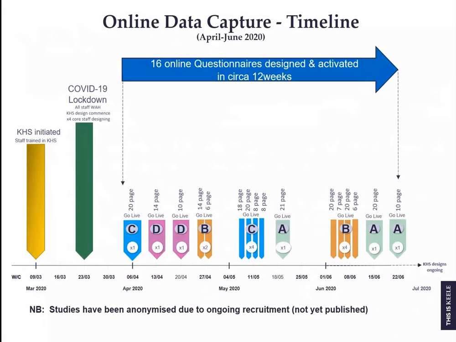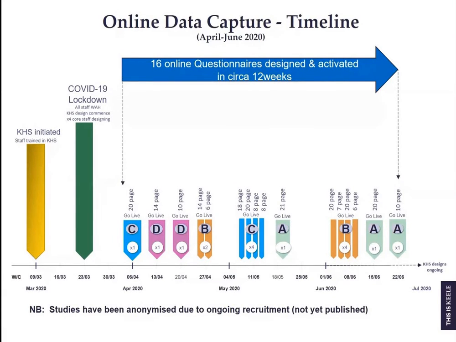So to highlight the timeline and progress that was made, remembering that this is for participants who are already consented into the studies, this was therefore focusing on the follow-up stages to make sure that we could retain this data and capture it as per protocol. Here's what's happened. In March, we initiated training in Keele Health Survey, and in the period of April to June, we managed to get 16 questionnaire booklets converted from paper to online and activated for the 4 live studies.